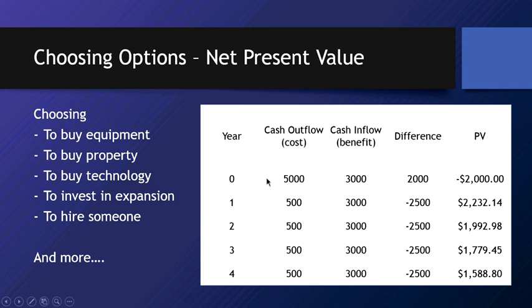So let's say in year one we outlay $5,000 and we expect to get an instant $3,000 back. So we know that we are going to have a difference of $2,000 and we've actually still lost $2,000 in the first year. That's okay, because the next year it only takes $500 to maintain whatever we've done, be it equipment or technology, and our cash inflow benefit is going to be the same at $3,000. So now we actually have a difference of $2,500.